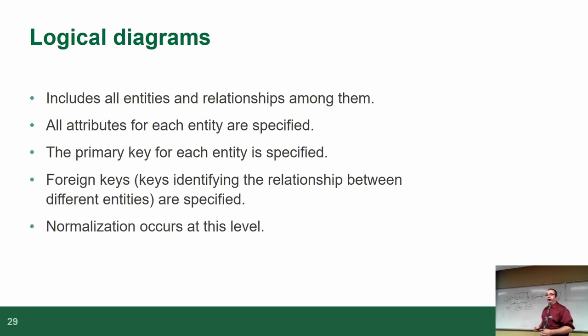The logical diagram is a little more complex than this. It includes all entities and the relationships between them. That means that if you have many-to-many, you'll get rid of the many-to-many and create the associative entities. You will define all the primary keys. The foreign keys will be identified. And if there's normalization, this is when it happens. I'm not going to cover the logical diagram today, but that will be next week.